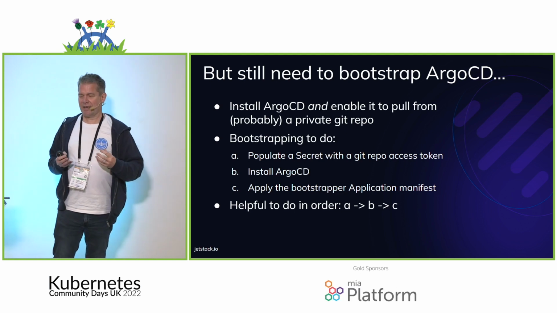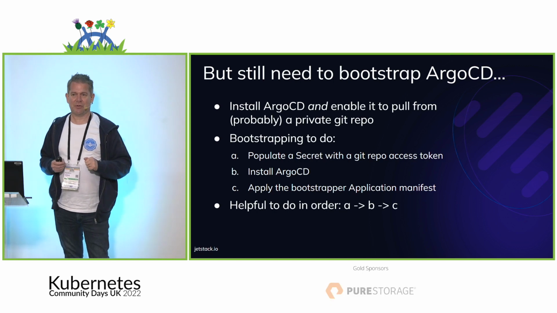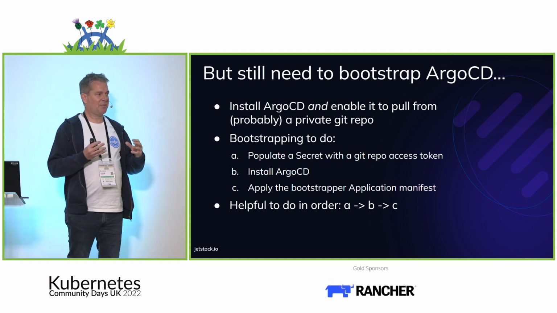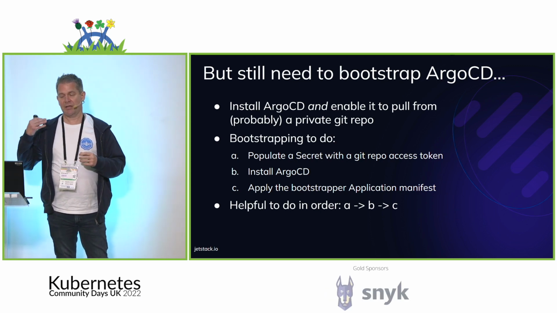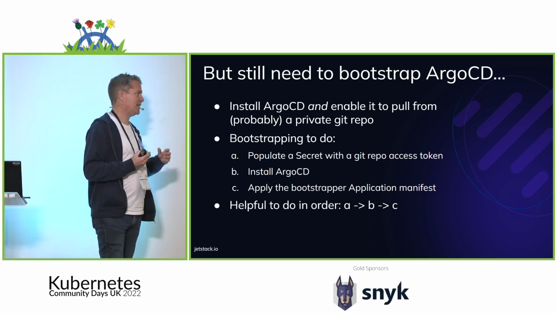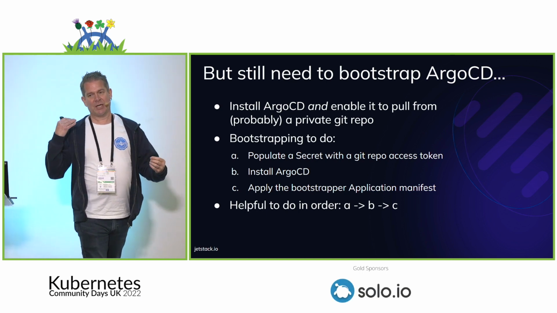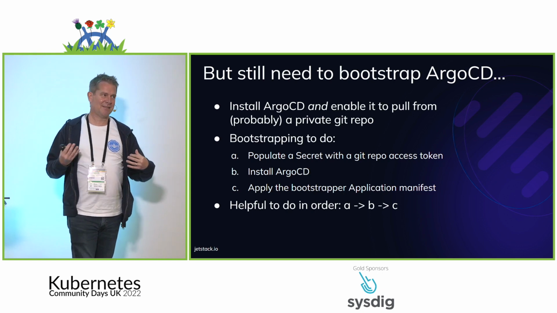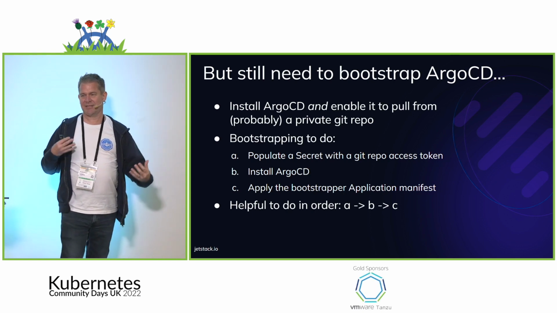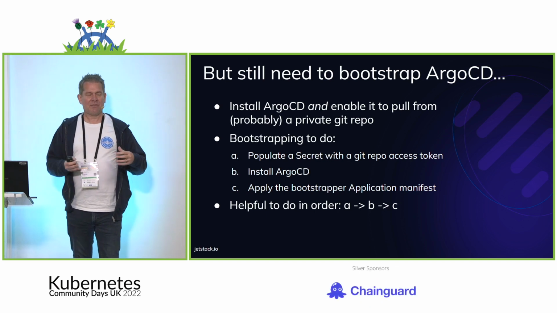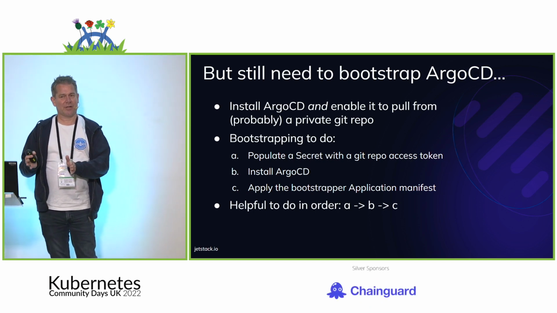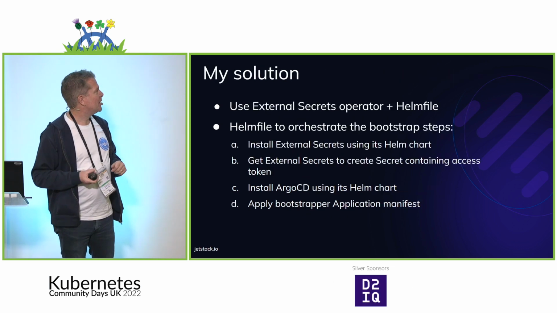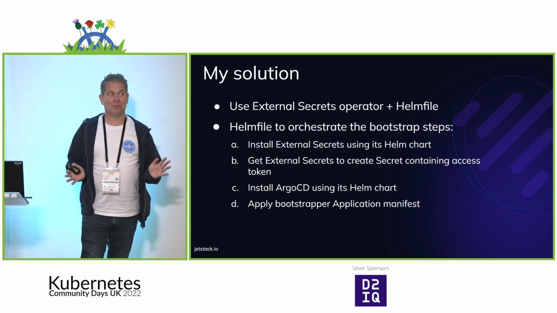And actually, it's really helpful to do those in the order that I've put there. Reason being that if you try and apply the Bootstrapper application CRD before Argo's there, then the Kubernetes API gets upset. And if the secret's not there, Argo CD gets upset, and you just get errors and it just gets tedious. So having a way of doing it in a nice order is really helpful. Okay, so that's the problem. So how might you solve this?